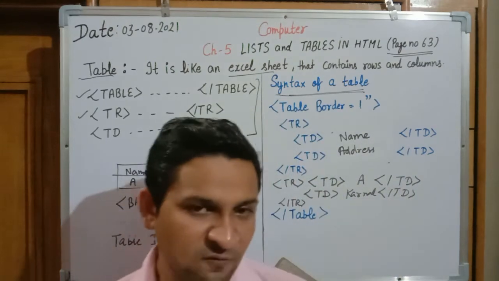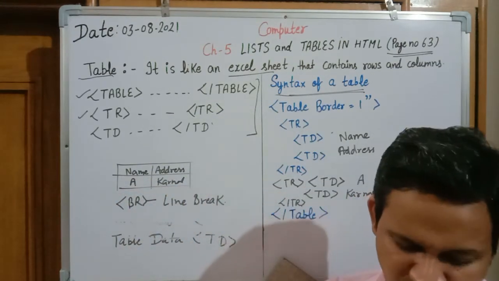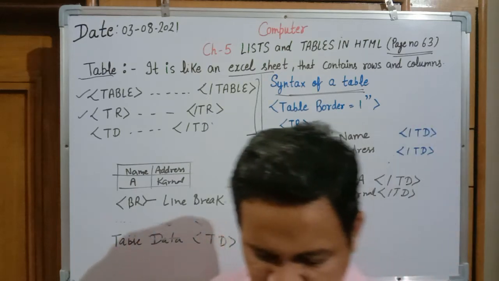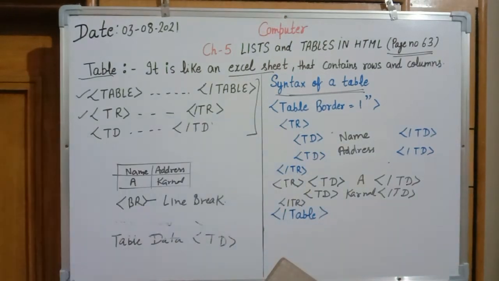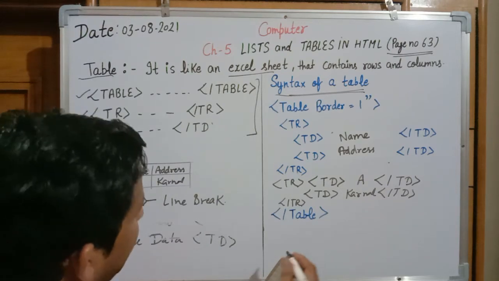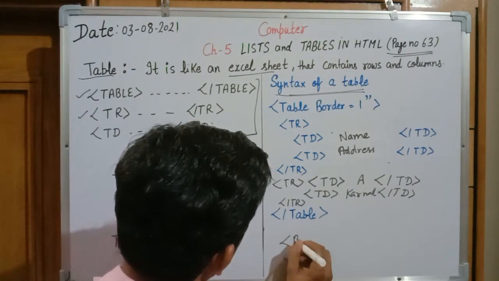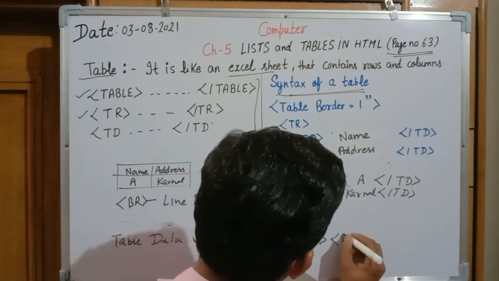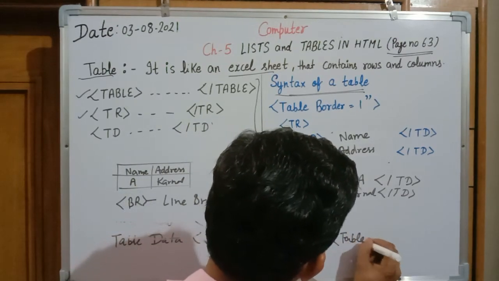And after completion of all rows and columns, we will close the table tag. And after the table tag, we will close the body tag. And after the body tag, we will close the HTML tag. So, to say, the table tag is created in which tag? It is under the body tag. So the table tag will be under the body tag.